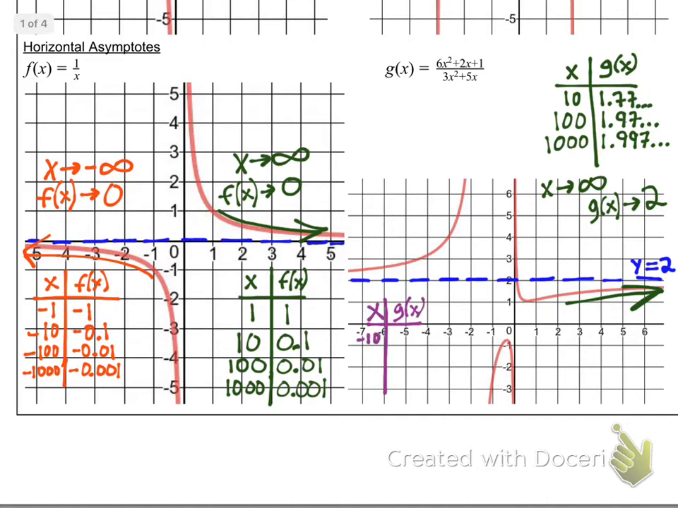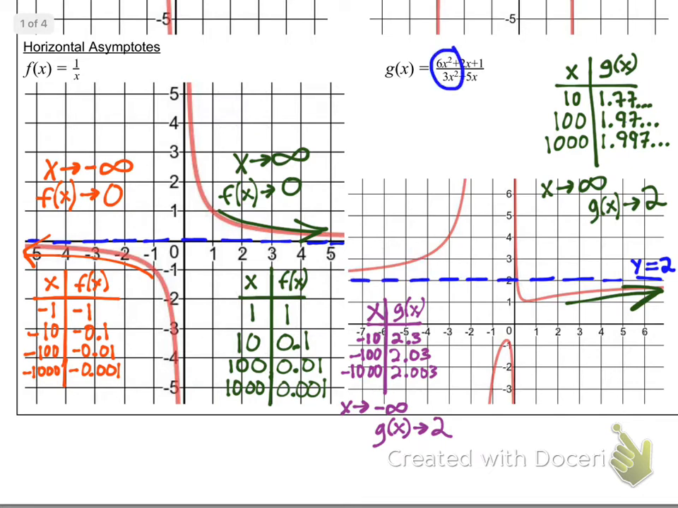For the negative side, when we plug in -10, we get 2.3. Plug in -100, you get 2.03. Plug in -1,000, you get 2.003. So as we are approaching negative infinity, in other words, if we're going left as fast as possible, g of x, our y value, is getting closer and closer to 2, and this time it's getting closer from the top, right up there.